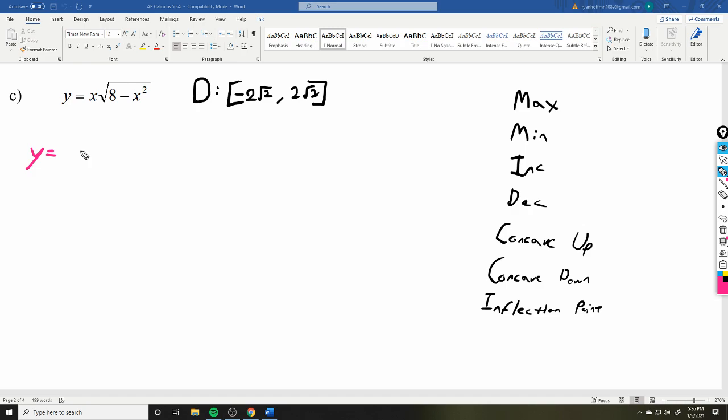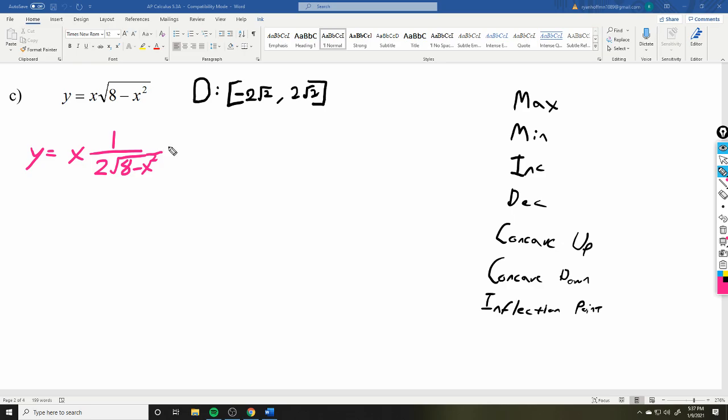And if you need to see the details of it, then keep watching. Otherwise, I'll put a timestamp where you can skip and go to all this stuff over here. For those of you that need to see that first derivative, this is a product rule, so this is first times derivative of the second. Derivative of square root of 8 minus x squared is going to be 1 over 2 square root of 8 minus x squared. In other words, this is 8 minus x squared to the 1/2, so it's going to be 1/2 times the thing to the negative 1/2.